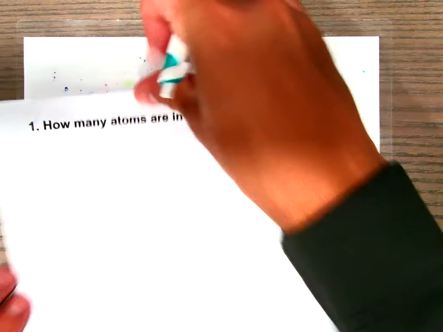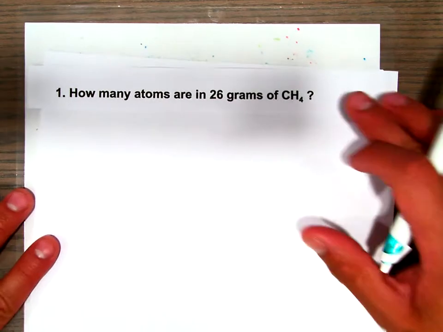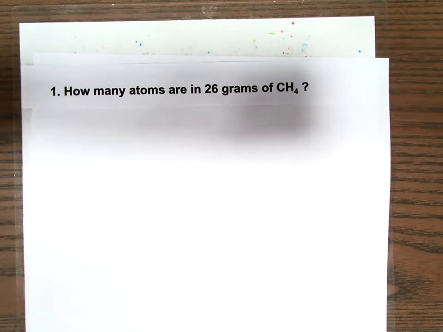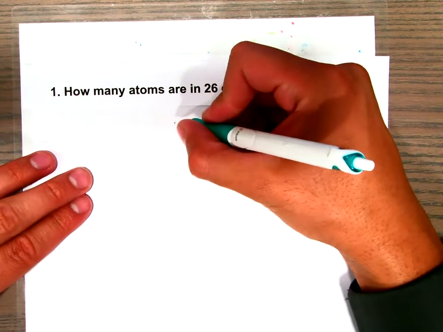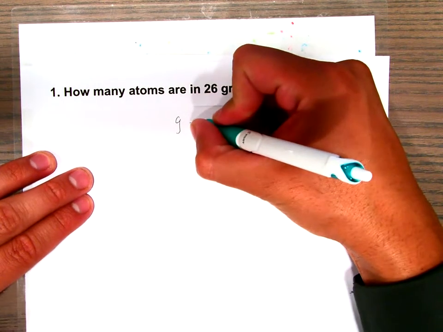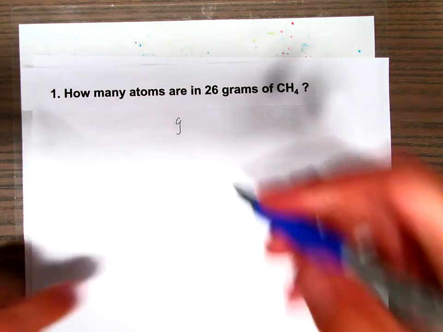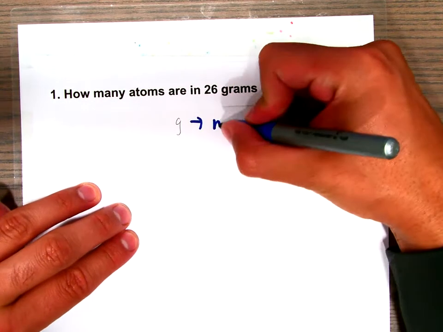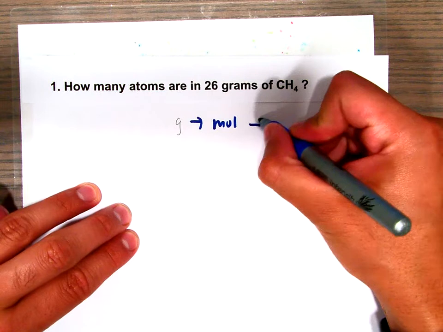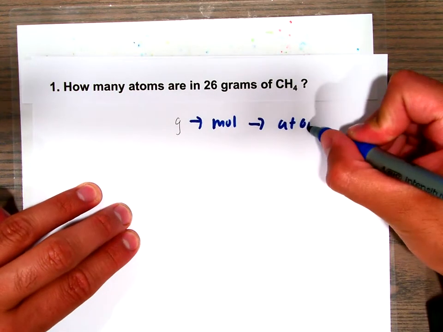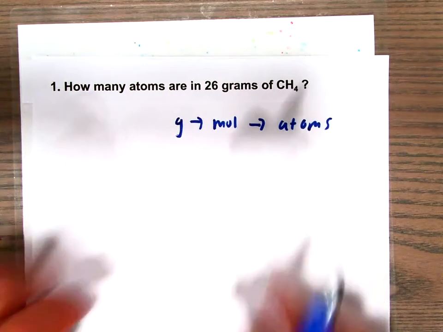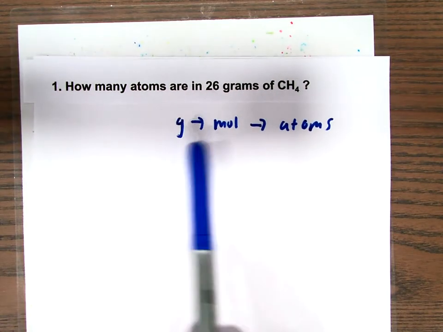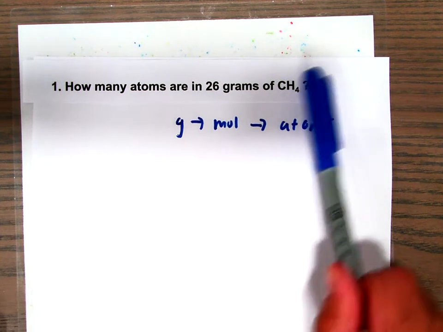For this first example, my example is asking me how many atoms are in 2.6 grams of CH4, methane. Okay, again, I'm starting with grams, so I'm going to go from grams, then to moles, then finally to atoms. And if it's particles or molecules, it's still the same process here. So the first step I want to do is turn grams to moles. Well, I've got to know the molar mass of CH4.